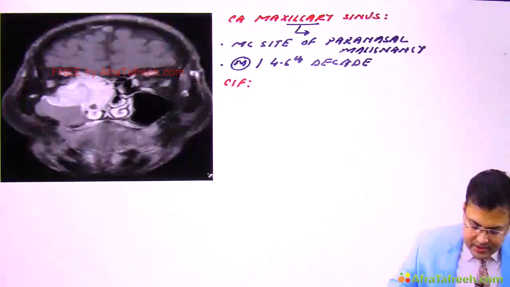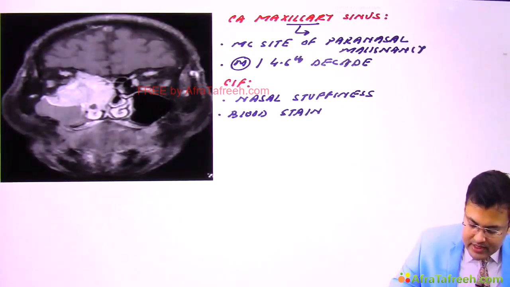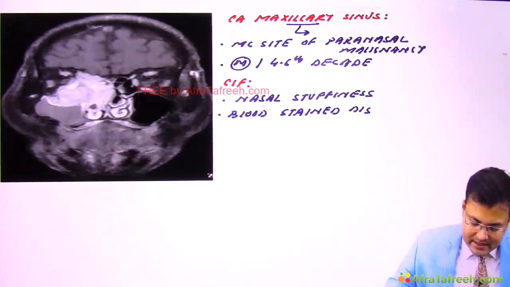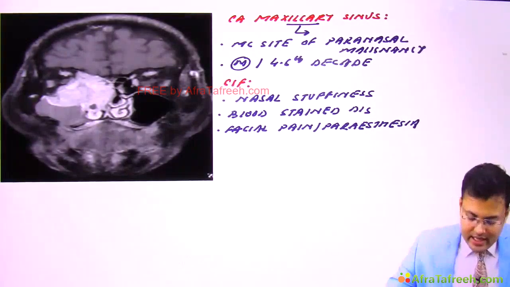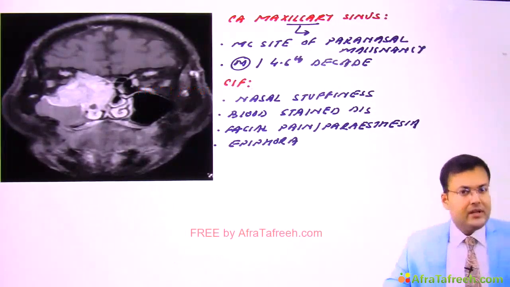So see what are the clinical features. First, the patient gives you the history of nasal stuffiness. Okay, what kind of discharge? So there is blood-stained discharge. Clear? There is facial pain or paresthesia. Clear? And whenever there is obstruction of the nasolacrimal duct, the patient is having epiphora. So there is epiphora. Okay. These are the clinical features.